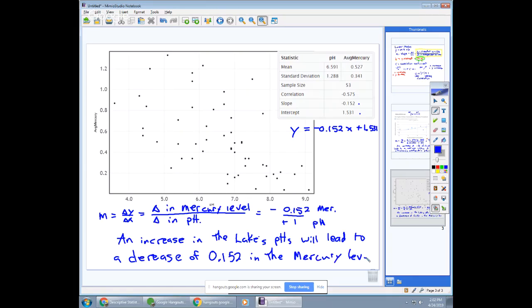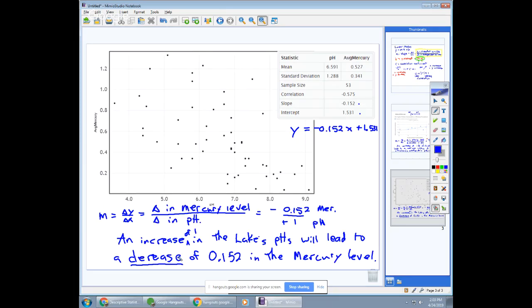There's many ways to word these, but again, you got to indicate whether the change is increasing or decreasing, what the value of the change is. So an increase, oops, I missed the value of the pH. An increase of 1 in the lake's pH will lead to a decrease of 0.152 in the mercury levels. And I don't need to put the negative there because I have the word decrease. That means negative. Usually it takes me a couple of drafts to get a reasonable sentence that my mom or one of my colleagues would appreciate.